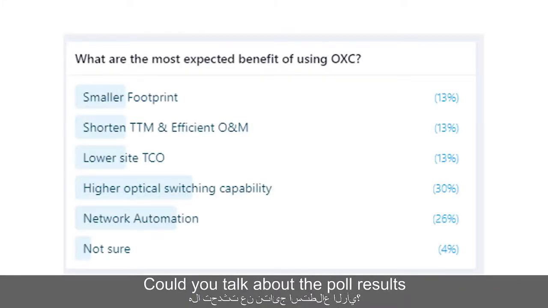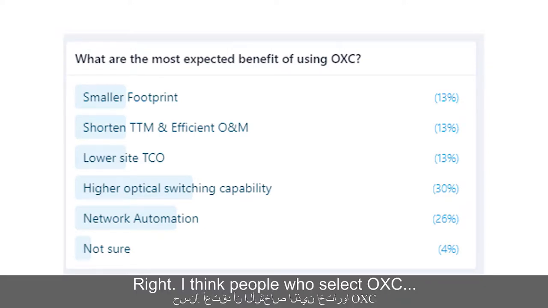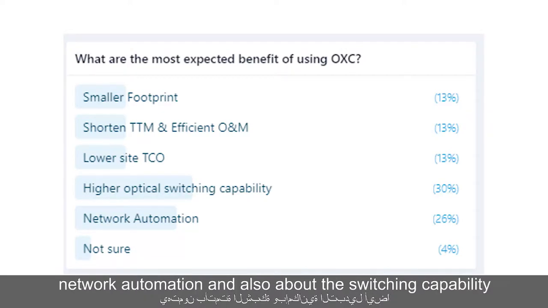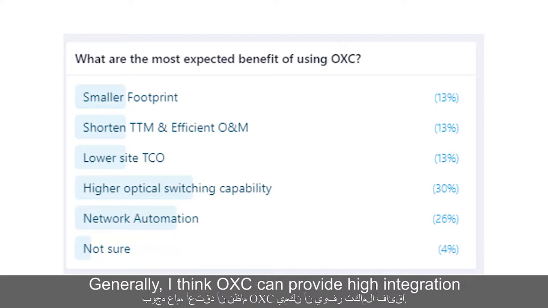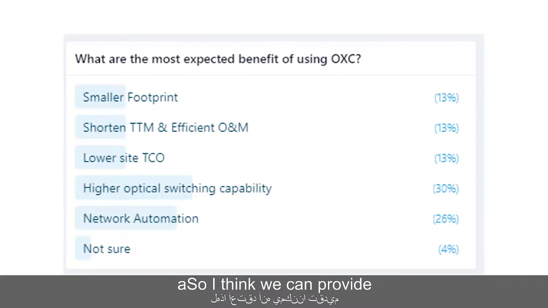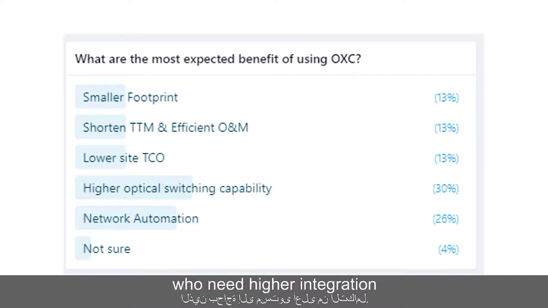Could you talk about the poll results? Let me see here. Right, so I think people who selected OXC mainly did so for network automation, the switching capability, and also because it can lower the total cost. In general, I think OXC can provide high integration, so we can provide very cost-efficient solutions for customers who need higher integration.